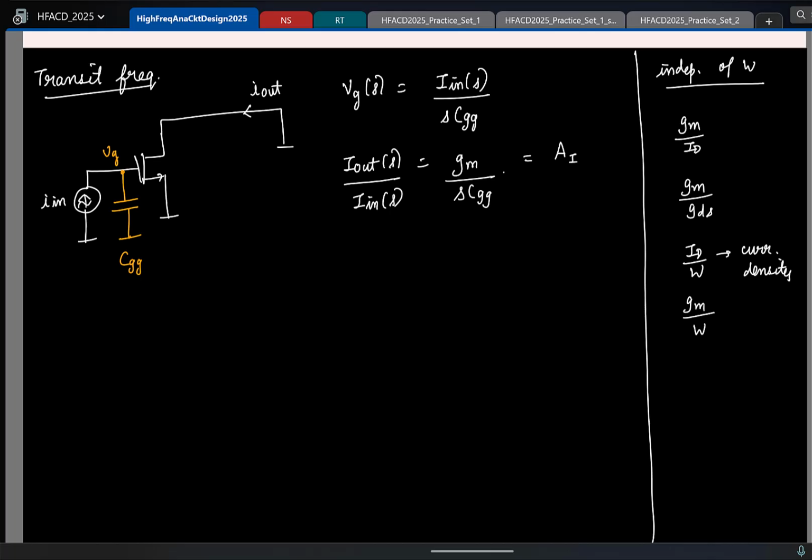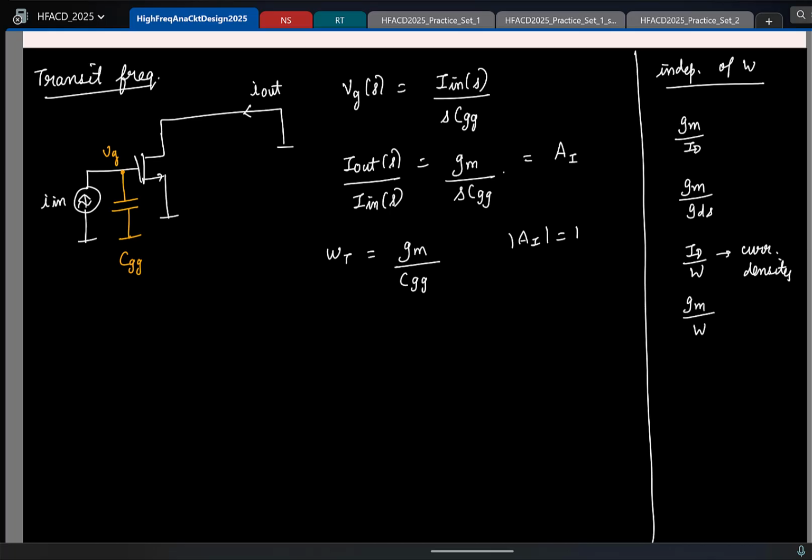So here at what complex frequency S do you think this gain becomes unity? For what value of S this portion becomes unity? GM by CGG, so that is what is defined as the transit frequency, wherein the current gain's magnitude becomes 1. Again, this was relevant when people were using bipolar junction transistors, where you actually had a current gain, but still with MOSFET the definition kind of still stuck.